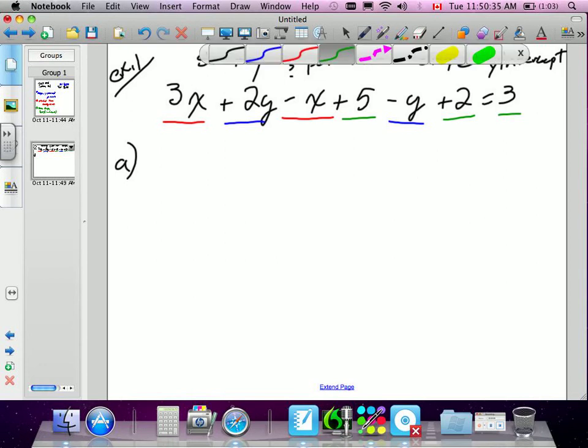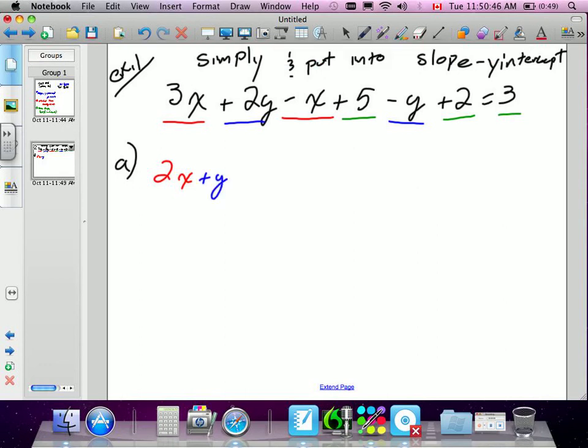We'll start with the x's. 3x minus x will give us 2x. 2y minus y will give us positive y. And my constants, now I have one on the other side, but 5 plus 2 is going to give us positive 7. And it's equal to 3. Okay?